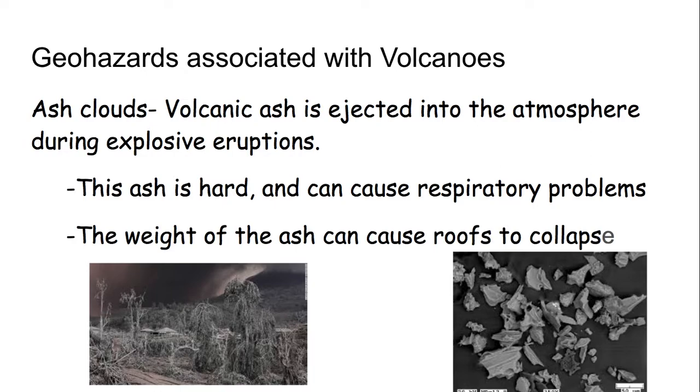When a volcano erupts, the most immediate geohazard is going to be ash and ash clouds. So volcanic ash gets ejected into the atmosphere during explosive eruption. So remember that high silica magma that's really, really viscous. It's really, really thick, kind of like peanut butter almost. The gases get trapped, so it's a bigger kaboom.